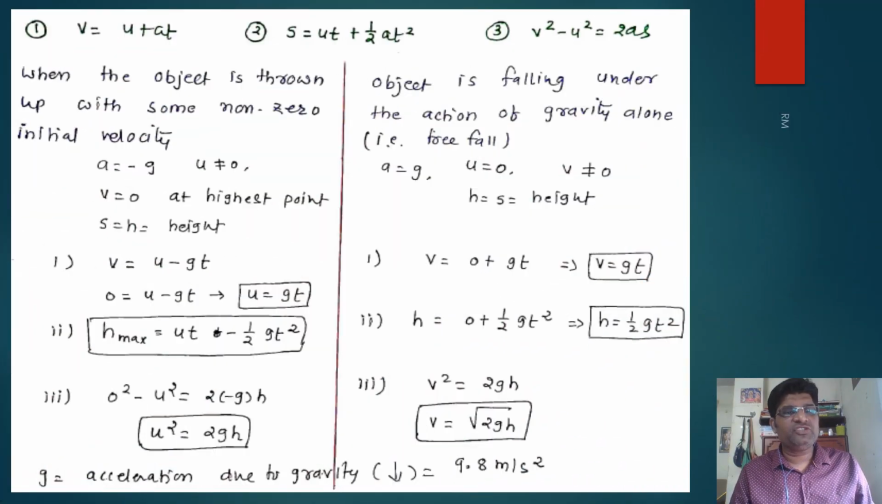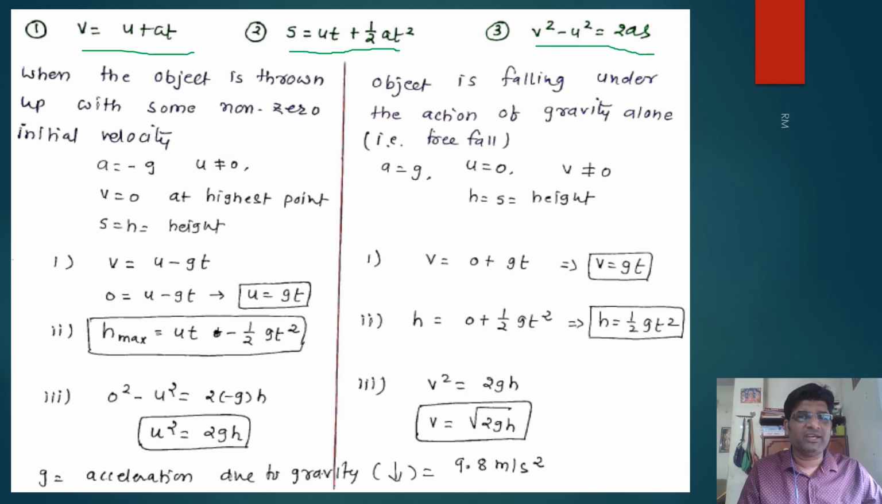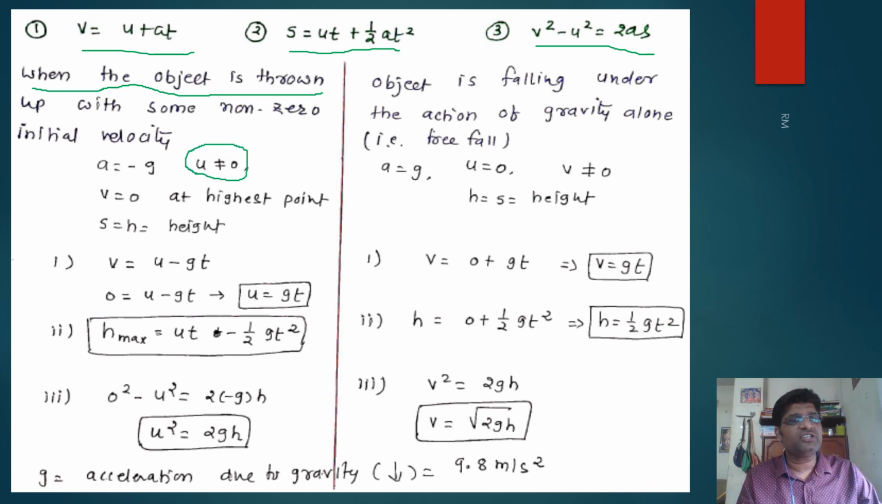These three equations of motion, that is v is equal to u plus at, s is equal to ut plus half at square, and v square minus u square is equal to 2as, take different forms according to the different kind of motion. For example, when the object is thrown upward with some initial non-zero velocity, because when you are throwing up, you obviously cannot have initial velocity 0.